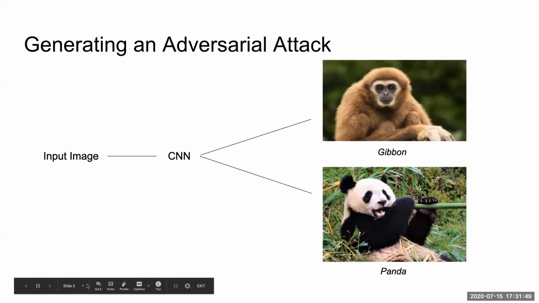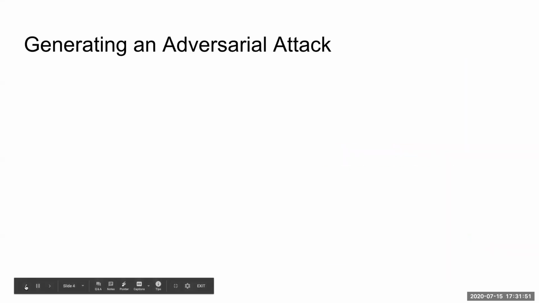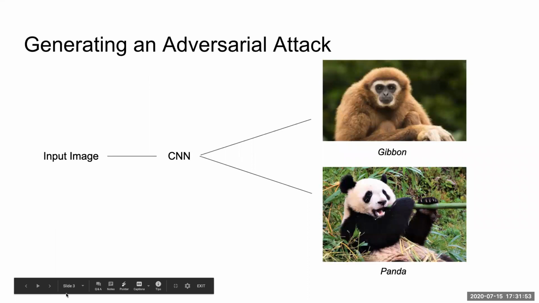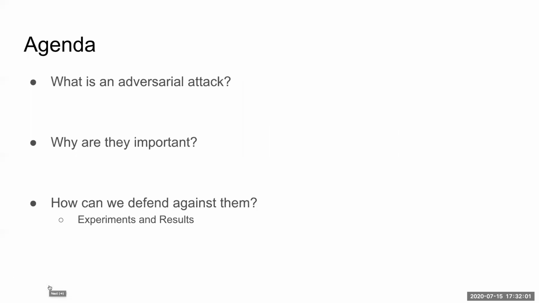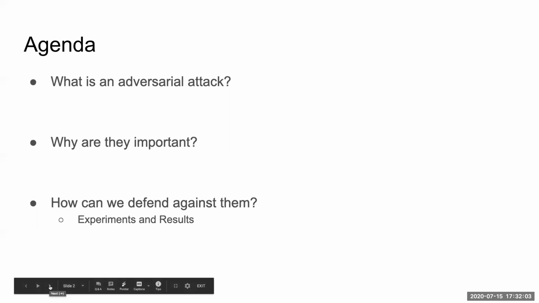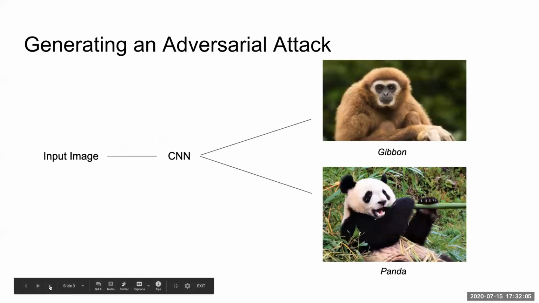Cool. So largely our agenda today follows three segments. We'll be broadly talking about what an adversarial attack is, why they're important, and then again, how we can defend against them. And that last part will have the experimentation and results from the paper. So broadly, let's talk about what an adversarial attack is.